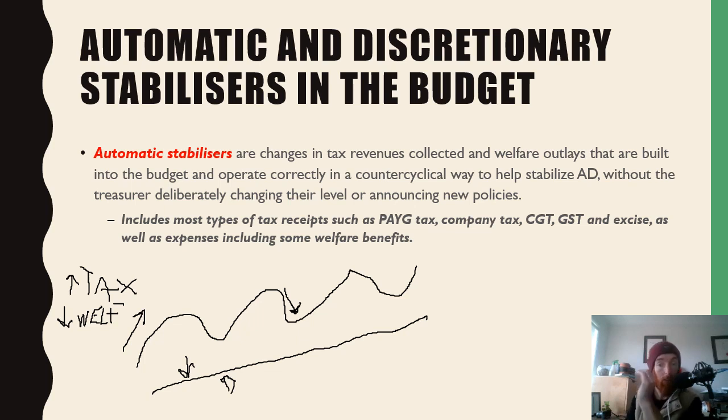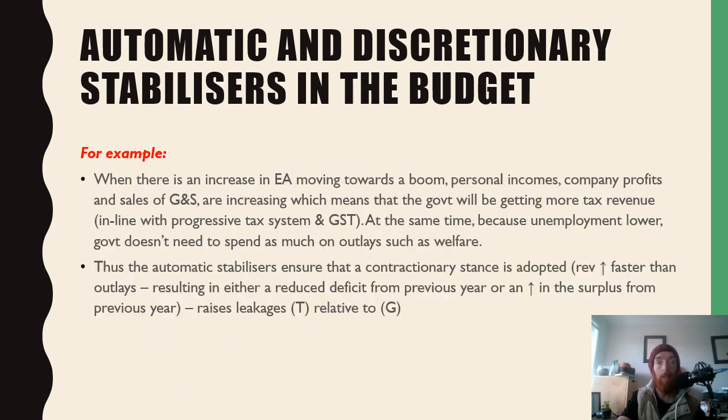So say, for example, when we get to a peak and inflation starts to get really high, automatically people are paying more taxes. It's forcing them to slow down, and it can help try and bring inflation back into that target range without the government having to do things like increase the tax rate. So that's automatic stabilizers. These happen automatically without government intervention.